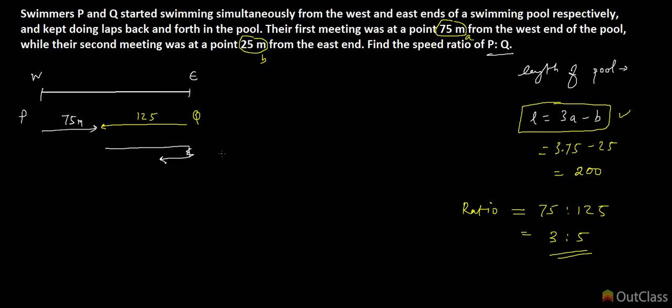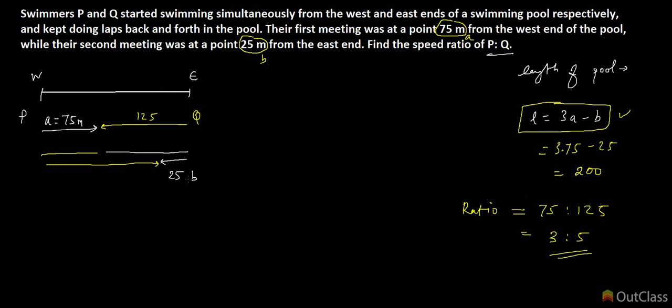This distance is not there, I'm just drawing it this way because I don't want to draw it like this. P is reaching the end and then turning back immediately, and in the same time Q has gone to the west end and come back to this point. This is the second meeting, and it is given to us that it is 25 meters from the east end. And this was your a and your b.